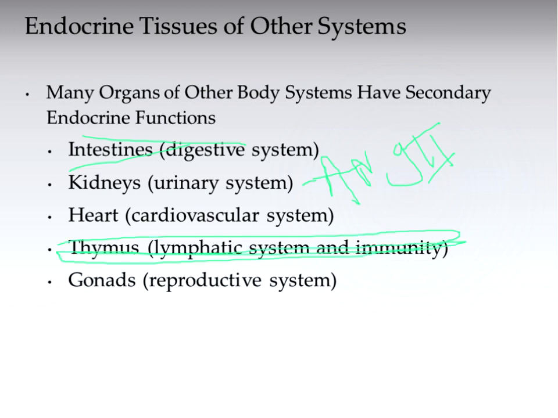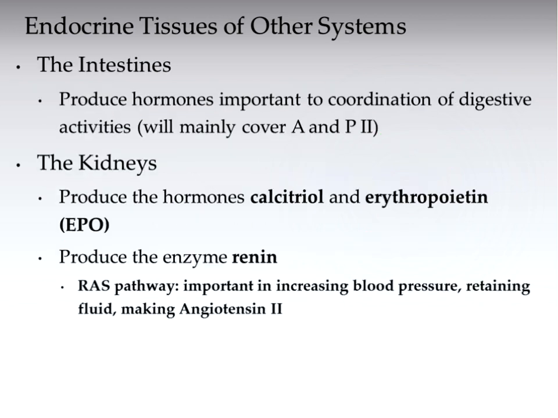The thymus gland, we're not going to talk about it at all because it's in the lymphatic system, so we'll leave that for AMP 2. And the gonads, we've already hit on a little bit of FSH and LH being produced under gonadotropin-releasing hormone from the hypothalamus, and they're heading to the testes and the ovaries, and we are going to talk about that in this chapter, and we are going to hopefully see it in AMP 2 as well, time permitting. Okay, so let's talk about the kidneys.